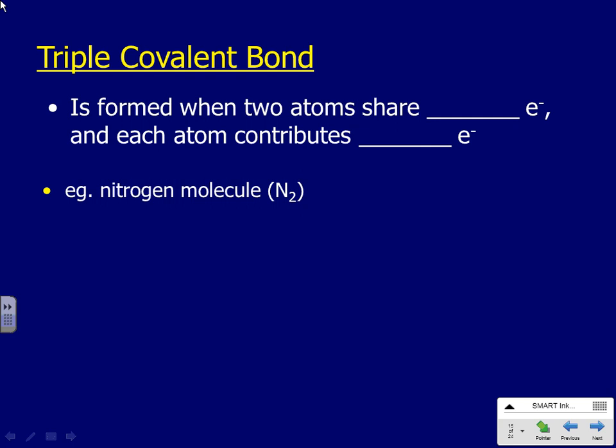Again, just to kind of refresh our memories, the triple bond, what am I putting in here for our blanks, is formed when 2 atoms share 6 electrons. 6 electrons, yeah, this is not big information. We'll get hands up a little bit later. Each atom contributes 3, all right.